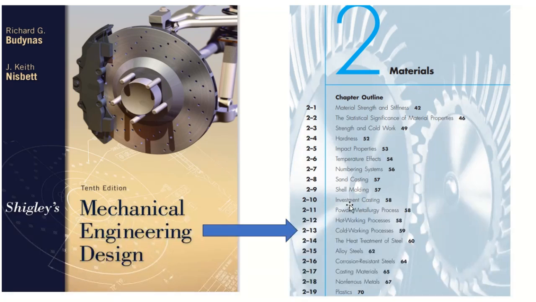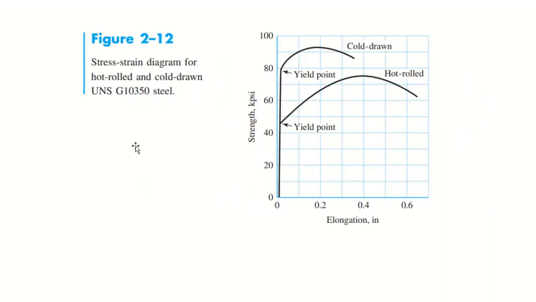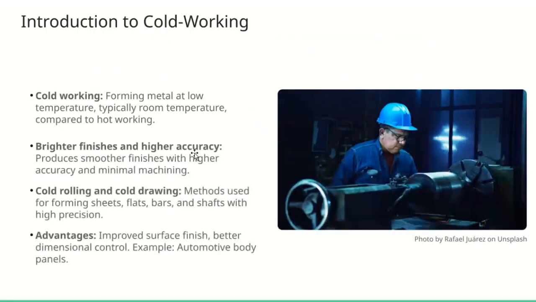In this video, I'm going to talk about chapter 2.13, the cold working process, from the Shigley Mechanical Engineering Design textbook. This is the topic I'm going to talk about: the cold working process. If you remember in the previous video 2.12, I talked about the hot working process. This is the opposite of it. Compared to the hot working process, now we're dealing with a cold process.